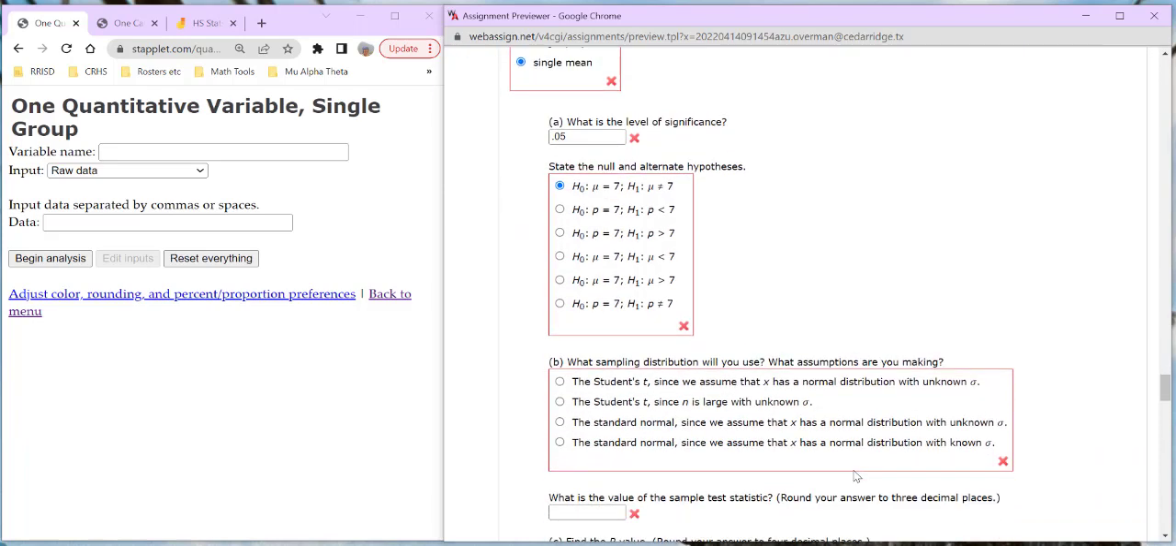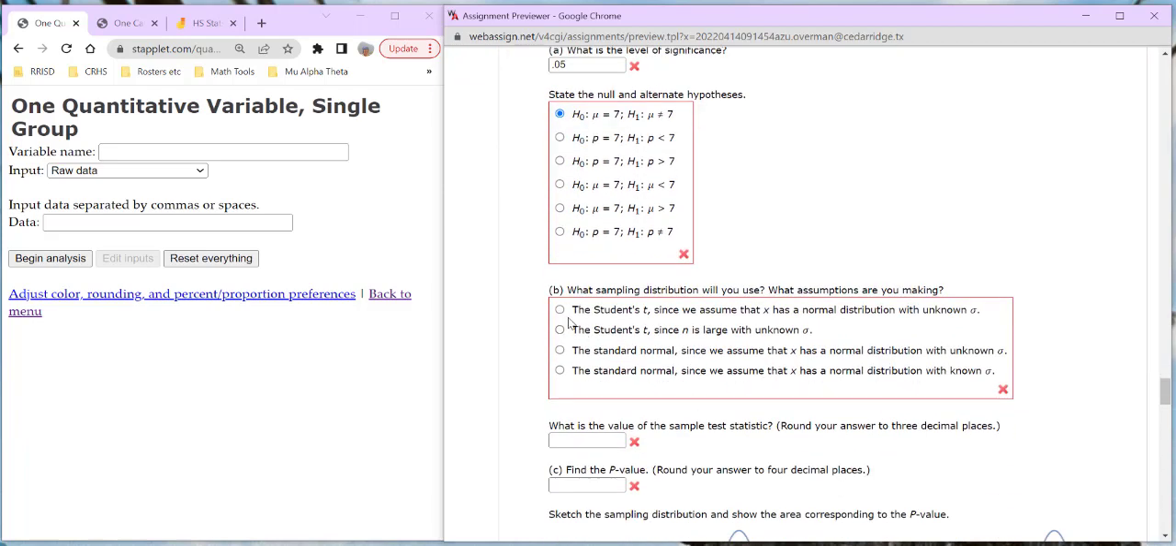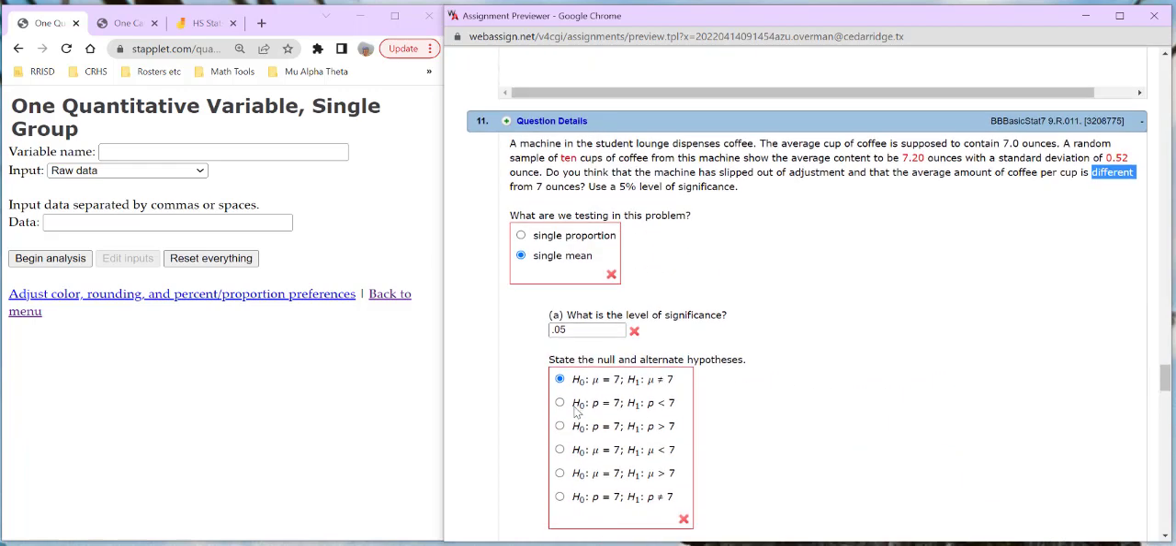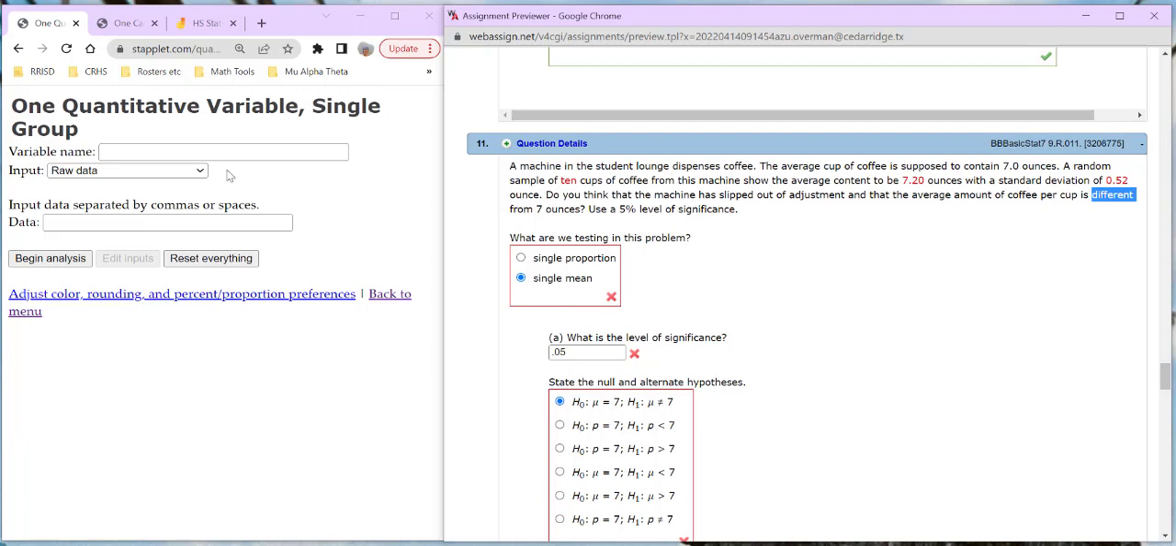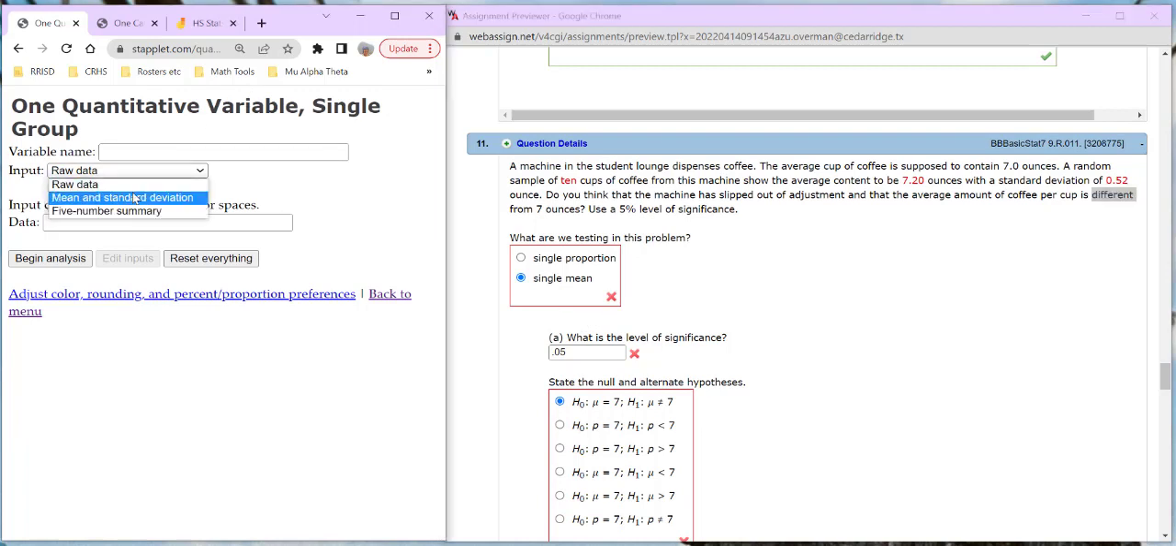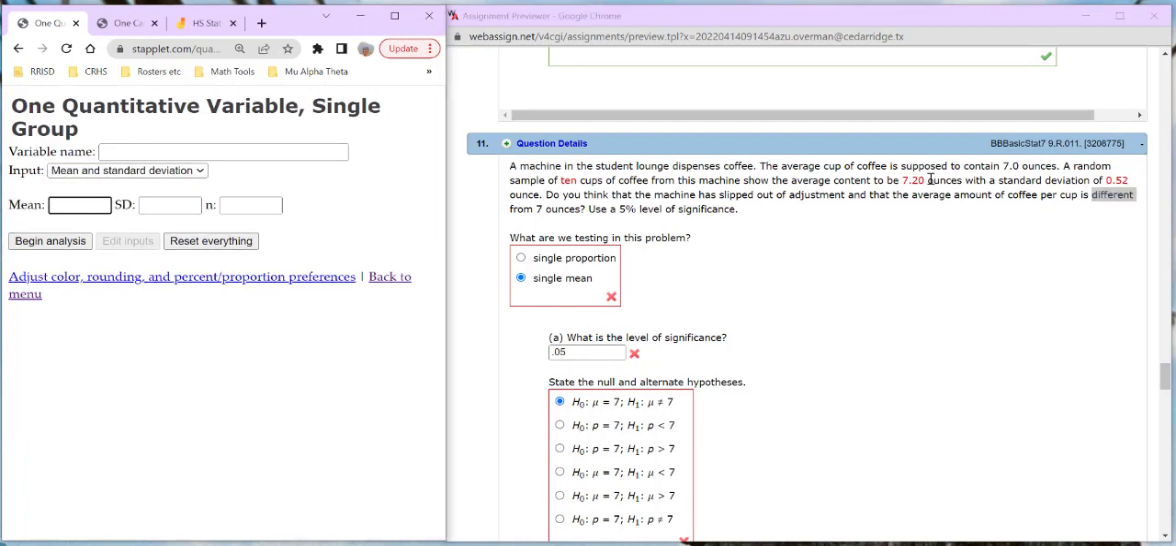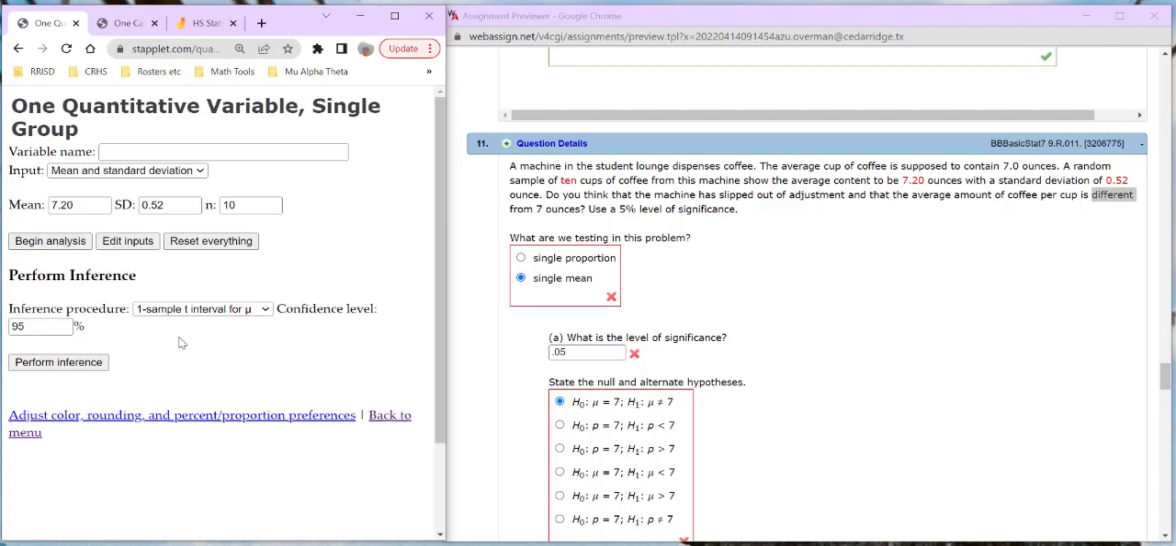So what sampling distribution do we use? Well, for means, we use a student's t. We do not know sigma, we only have our sample. And now it wants me to go ahead and run it. So let me go ahead and get my mean and standard deviation. The mean is 7.2. It's the X bar, or if they say average content. Standard deviation is 0.52. We have 10 cups. Begin analysis, and we're doing a one sample t-test, right? And our hypothesized value is 7.